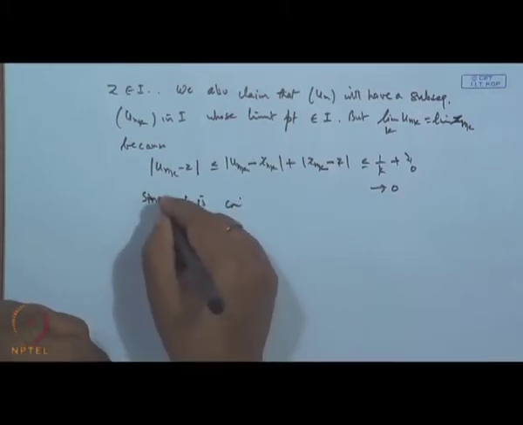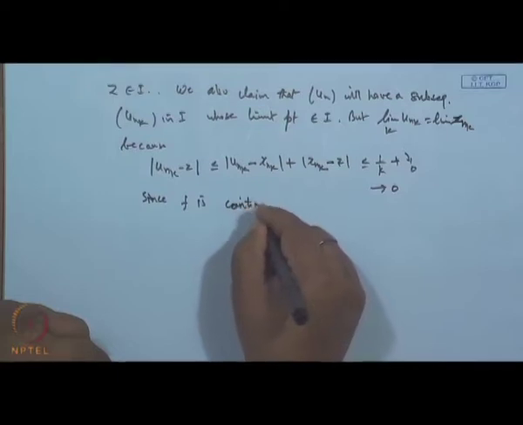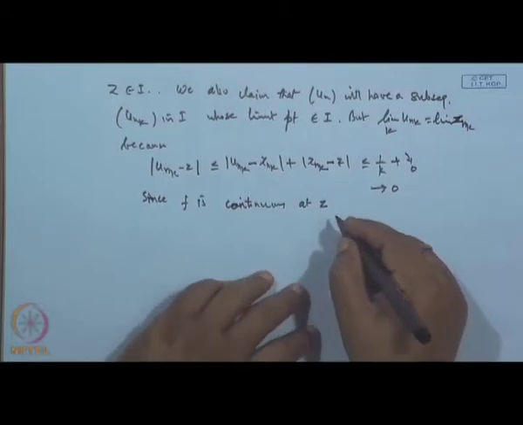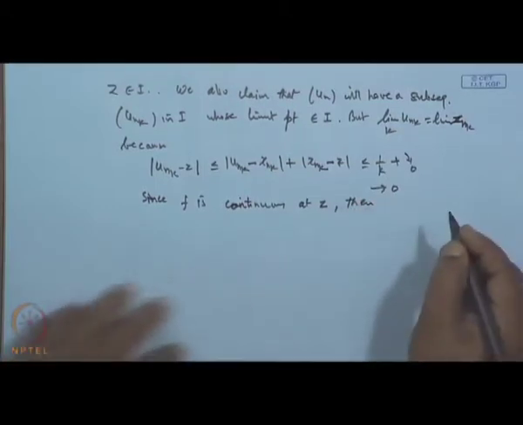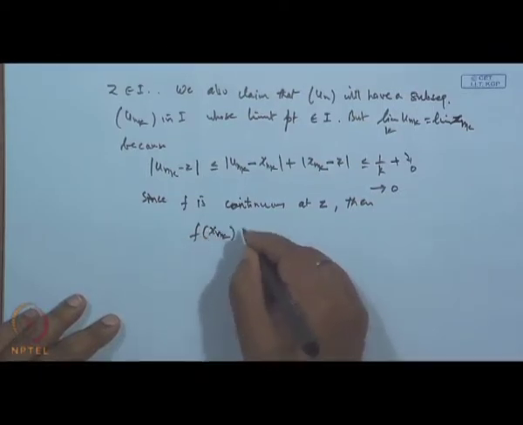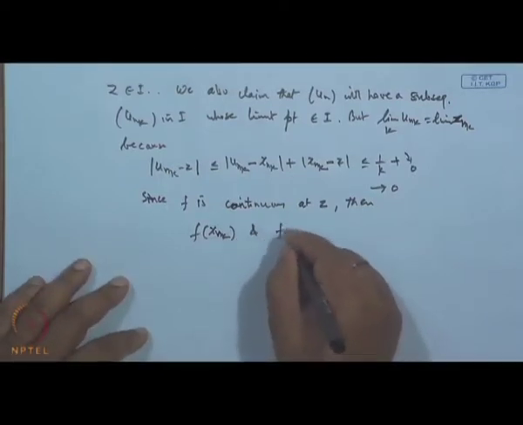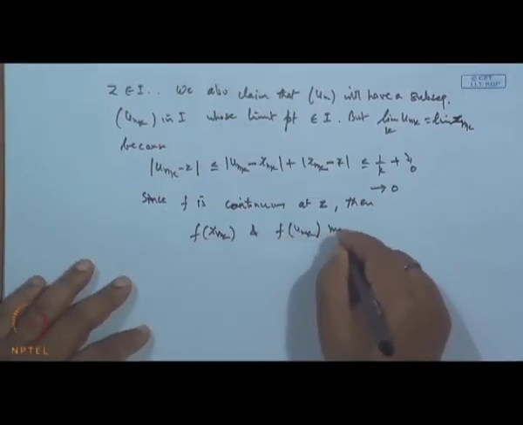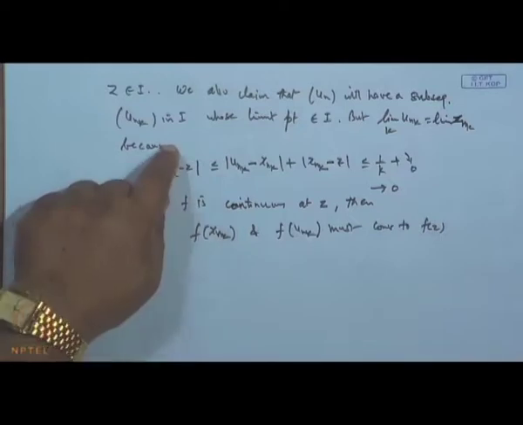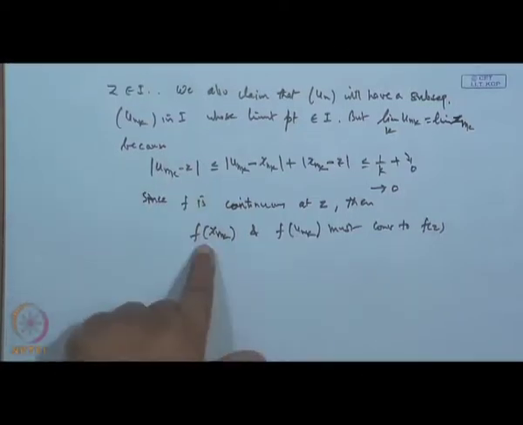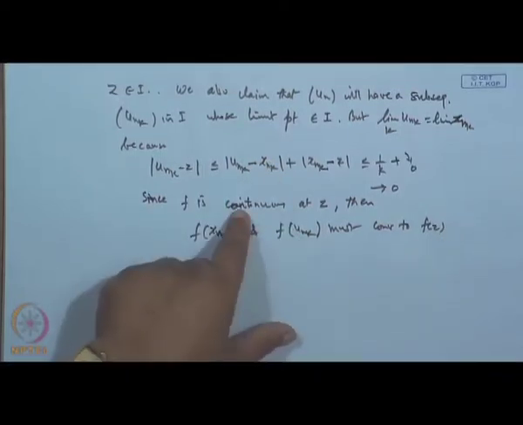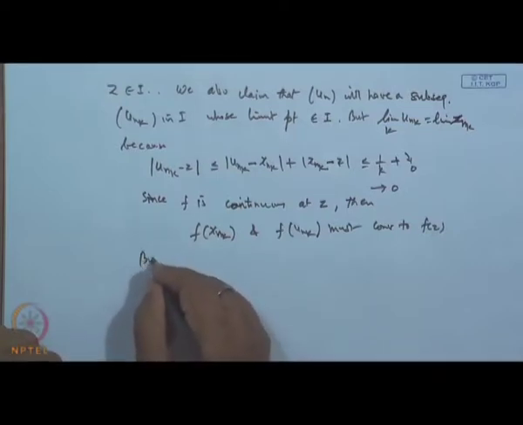Now further, since f is continuous at z, both the sequences f(x_{n_k}) and f(u_{n_k}) must converge to f(z), because x_{n_k} goes to z, so f(x_{n_k}) will go to f(z), and u_{n_k} goes to z, so f(u_{n_k}) will also go to f(z), because f is continuous.